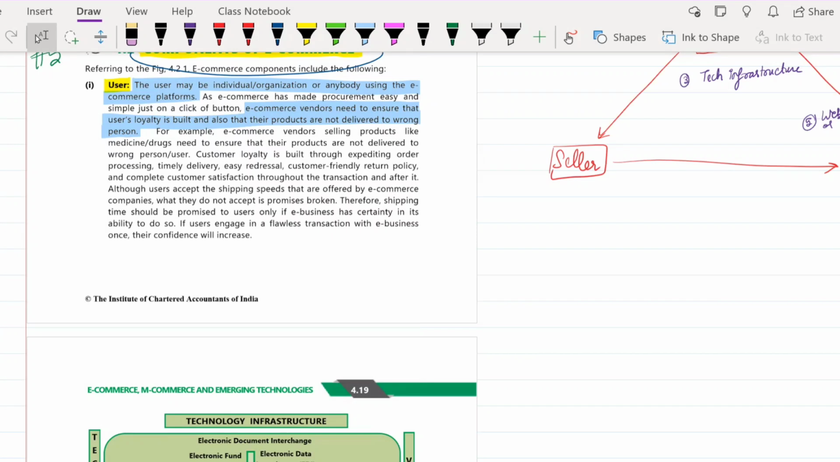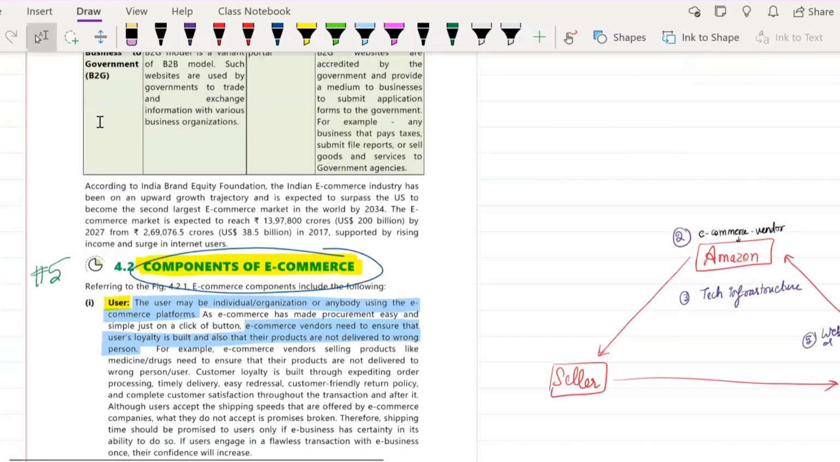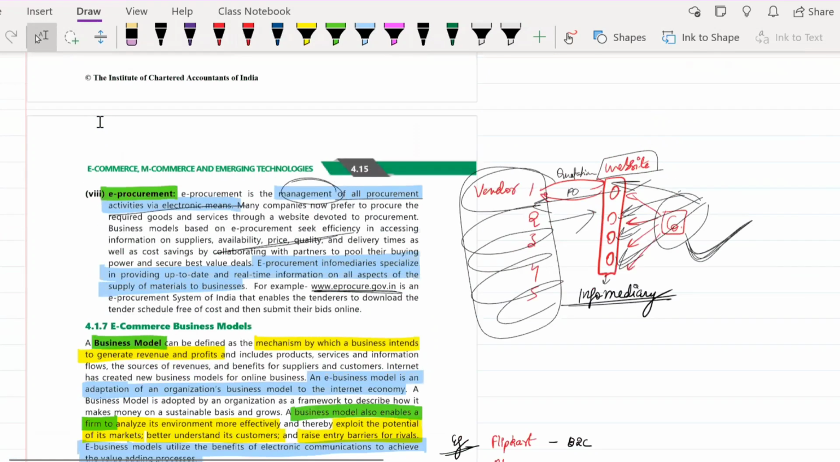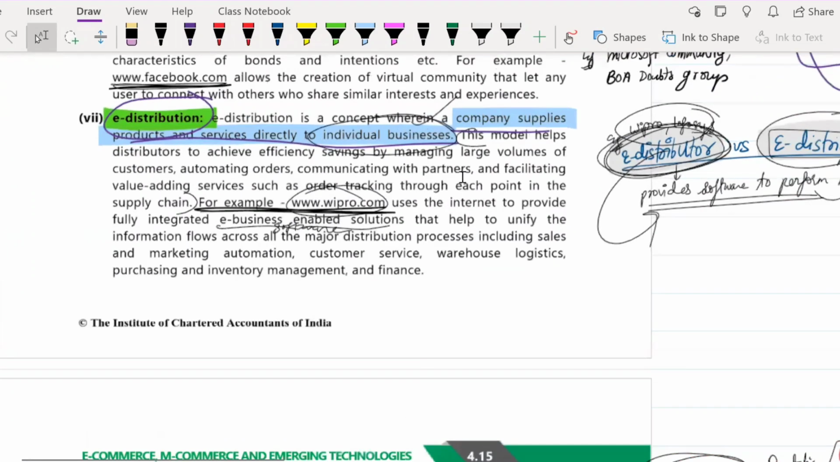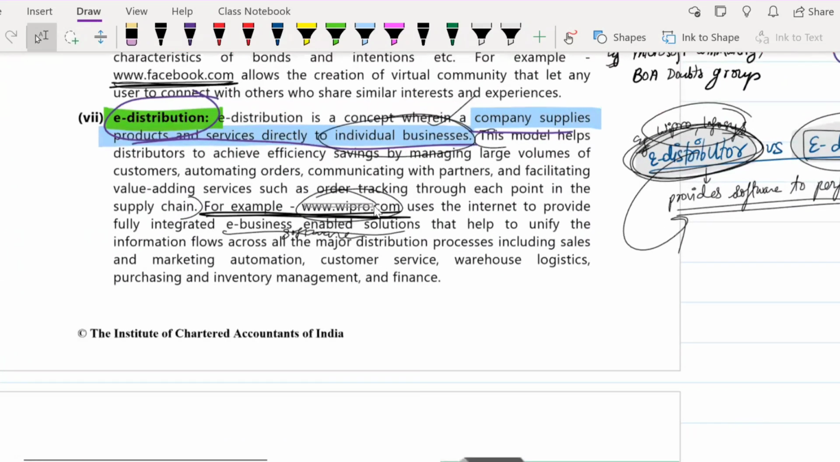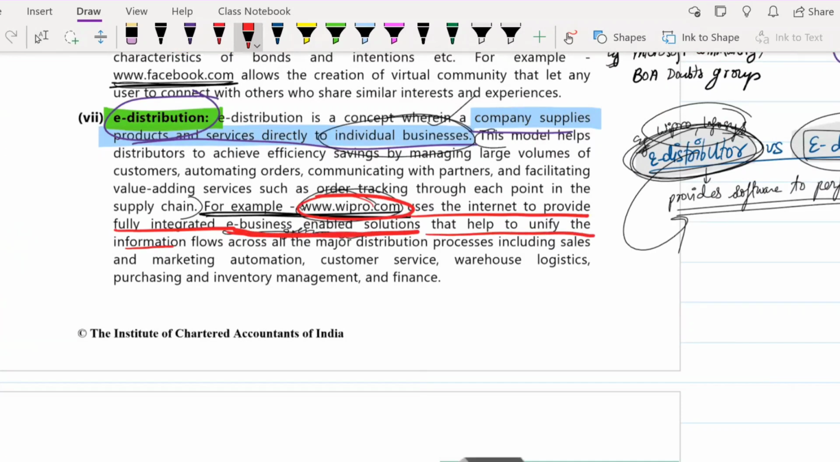Example for e-distribution platform. Here, they have given you Wipro. So that's what I had told you, right? Wipro provides software. If you read this, you can see Wipro uses the internet to provide a fully integrated e-business enabled solution. That is nothing but your software that will help you unify the information flows across the major distribution processes. So you can remember them as software which will be used for making distributions through the web.